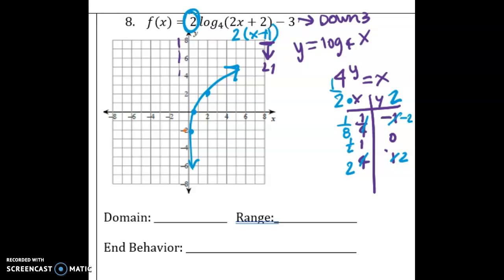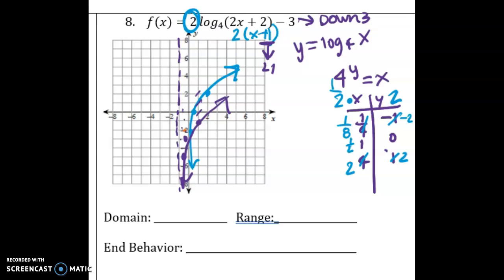Moving to the left 1 moves our asymptote. And then left 1, down 3. So this one will be easy to move. Left 1, down 1, 2, 3. And then left 1, down 1, 2, 3. And then this one, left 1, down 1, 2, 3. So there's your final graph.